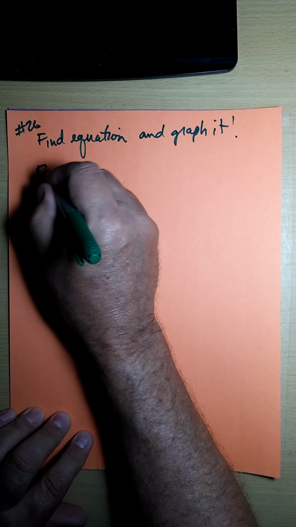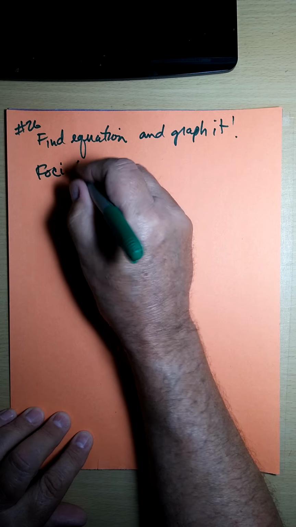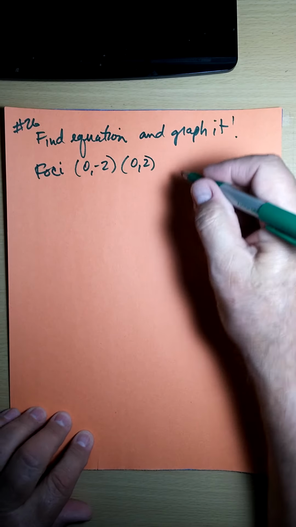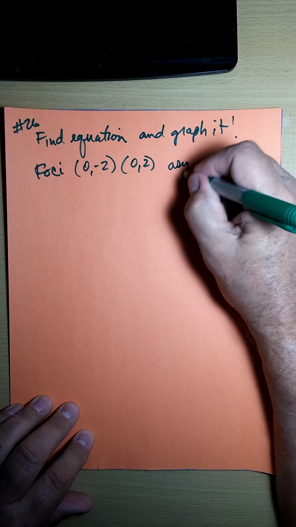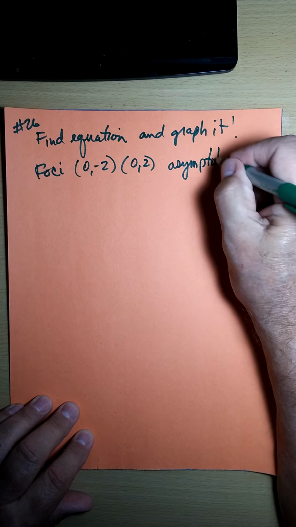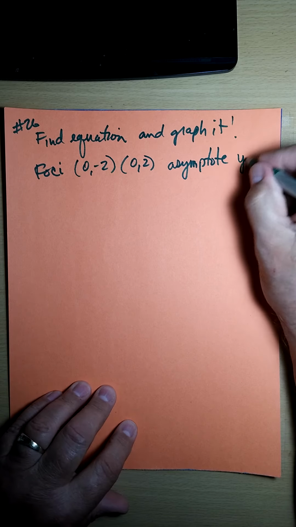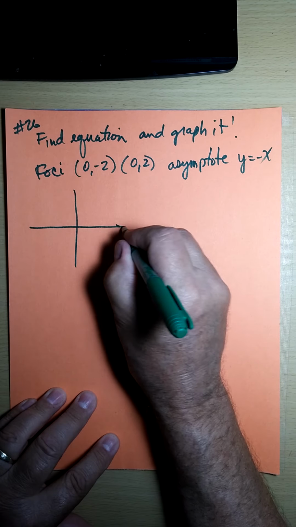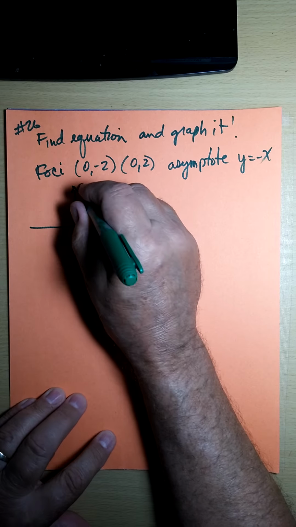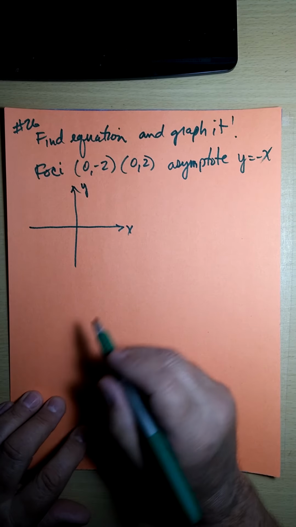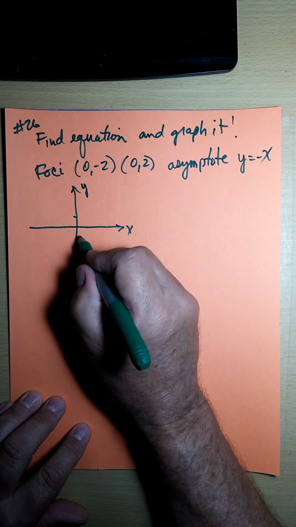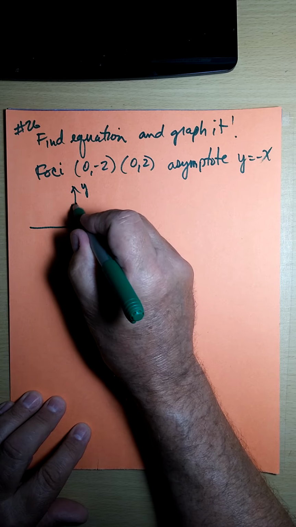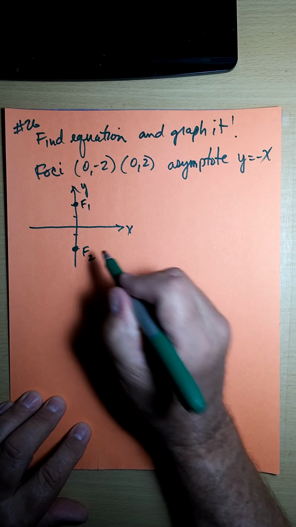They give us the foci at (0, -2) and (0, 2), and an asymptote is y equals -x. So if you graph that first, it shows you a lot of what you already know. At (0, -2), that's a focus. And (0, 2), that's a focus. We'll call that 1 and 2.